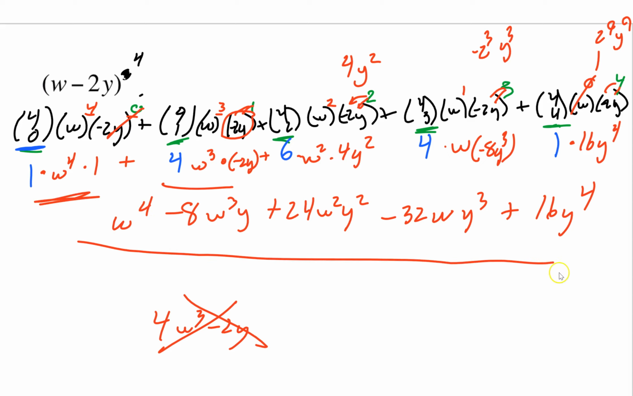Right? I know, it's long. That's the way the binomial theorem works. It's actually still way shorter than multiplying it out 4 times. But that's the binomial theorem in a nutshell.